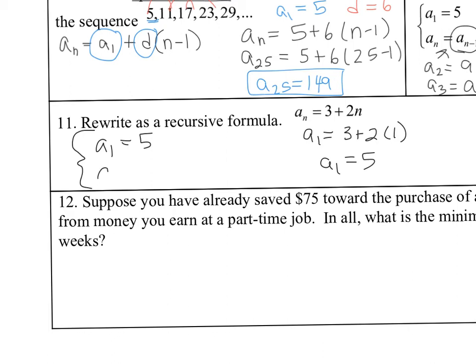Then my nth term can be found by taking the previous term plus the common difference. So I'm going to generate the next one, plug in 2, and I'm going to get 3 plus 2 times 2, which is 7. 3 plus 4 is 7, so a sub 2 equals 7. So my common difference is 2, so I'm going to add 2. So here's my formula. Just like I had to find my first term in explicit, I need my first term. And my difference is I'm going to do the previous term plus the difference. And if the difference is negative, just put minus that number.